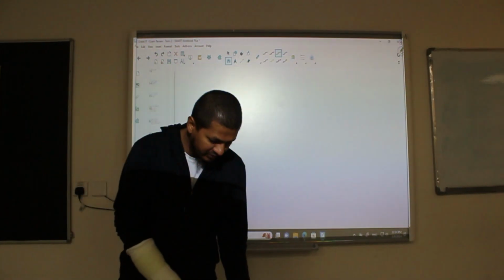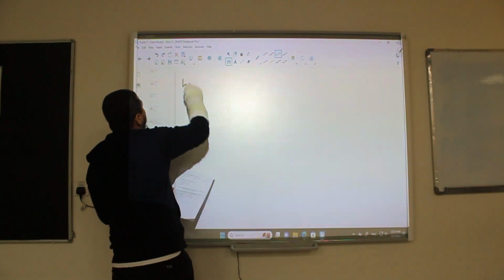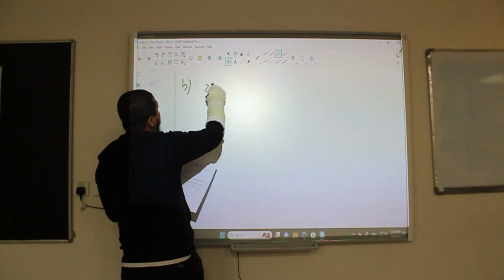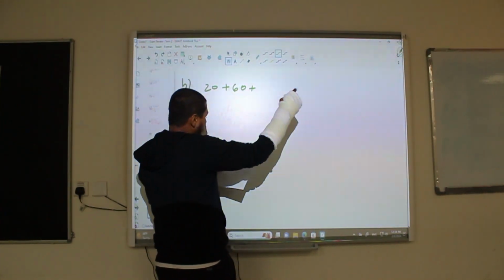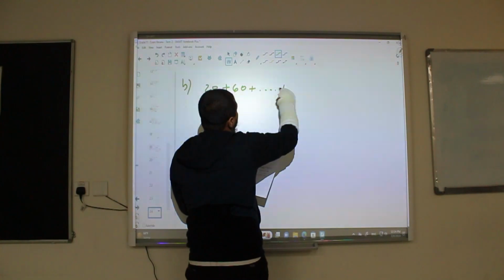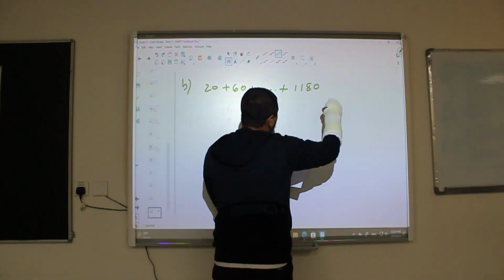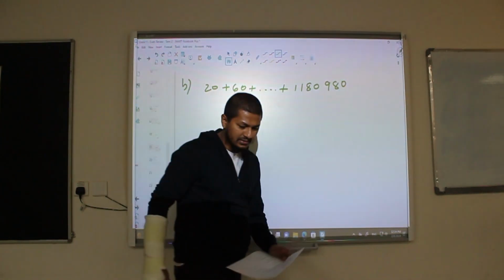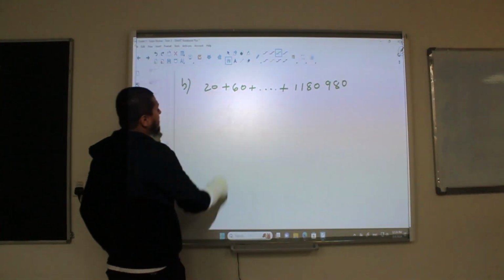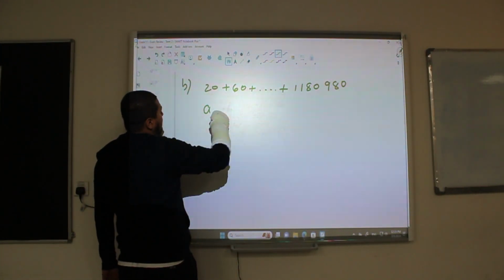Next question, looking at 14b, part B, we have 20 plus 60 plus, I'm not writing all the terms, plus dot dot, because we already know it's geometric, 1180980. Same problem, right? Something similar to what we have done before, just the values of A1 and the ratio are different.